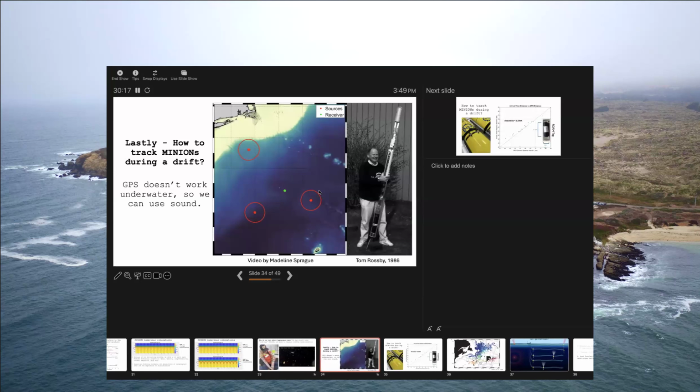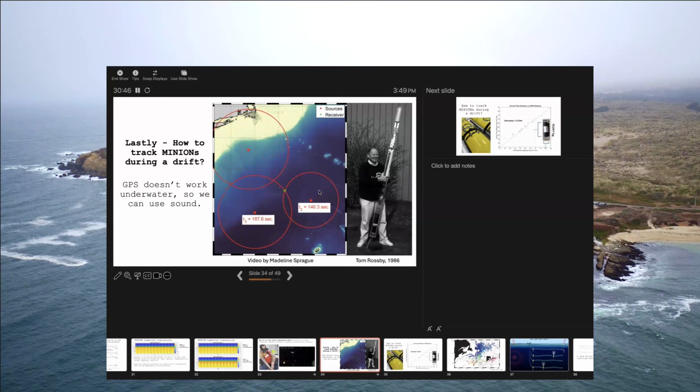The last engineering challenge that we needed to solve was, well, lots of things, right? Profiling floats can come to the surface, report data and give you a GPS location, and then go back down, but the Minions don't do that. And so if we wanted to extend our deployments from what we've been doing recently, which is days, out to weeks or months, how do we track them while they're drifting underwater?